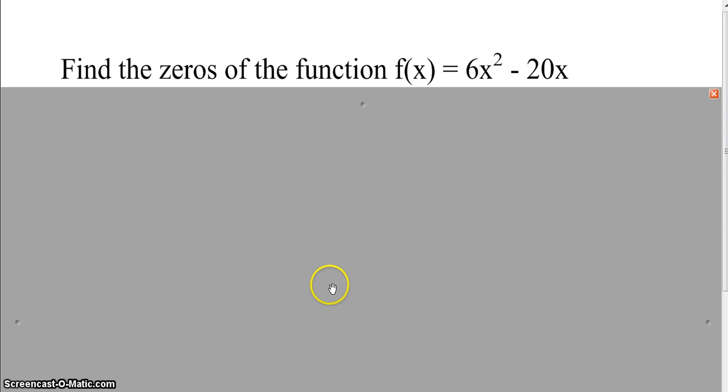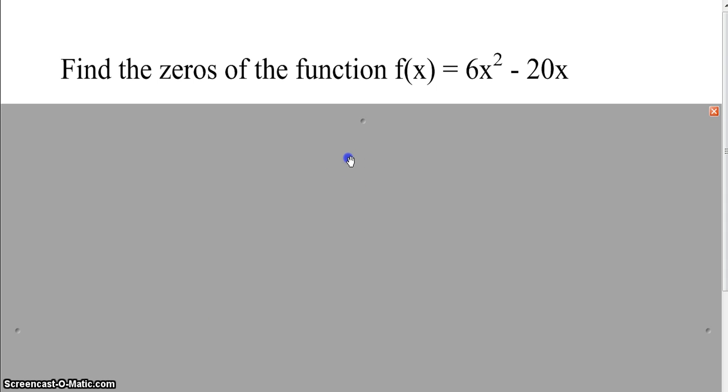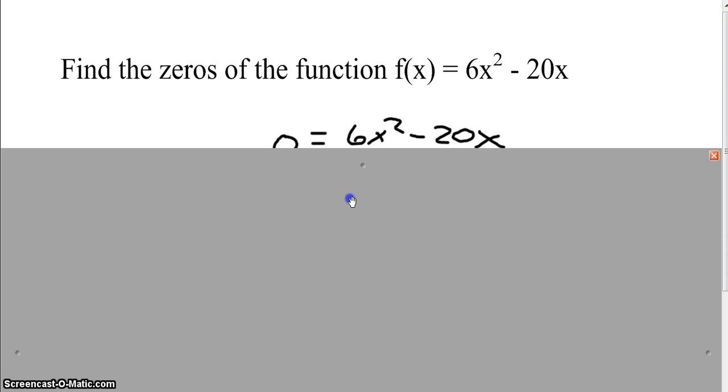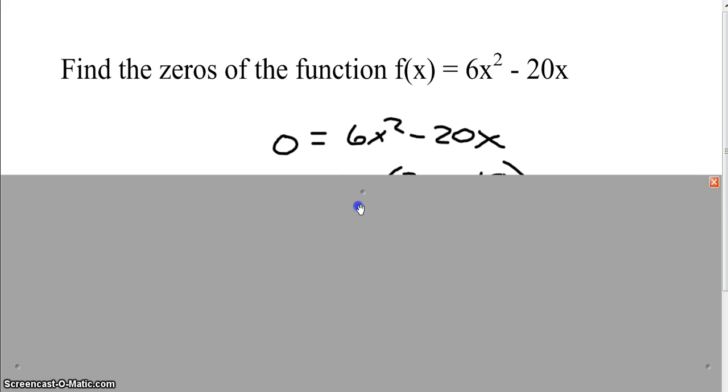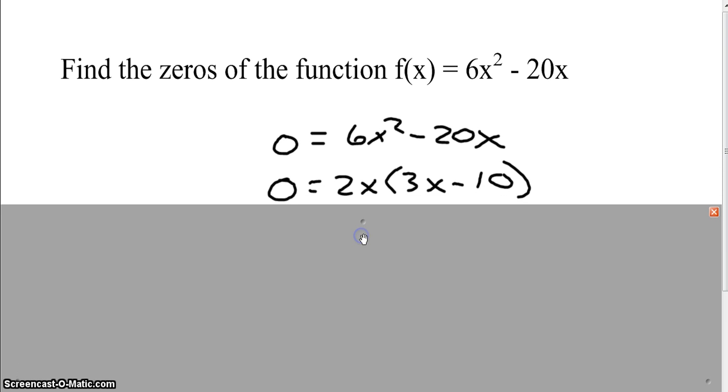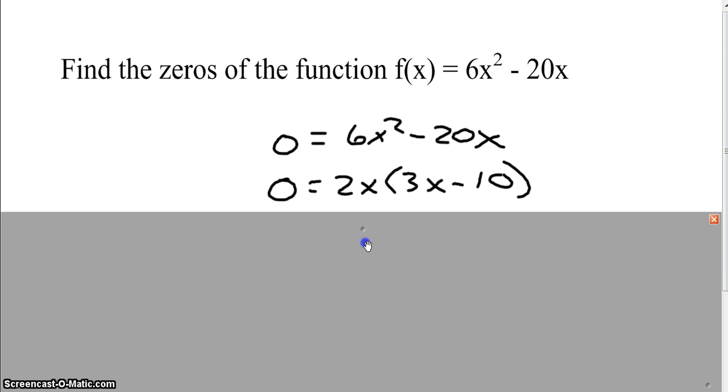0.6. Excellent. Okay, see if you can find the zeros of this function. Find the zeros of the function. How did you set this up, Dina? Y equals 6x. Well, 0 equals 6x squared. 0 equals 6x squared minus 20x, she says. And then how did you factor it? 2x open parentheses 3x minus. Good job. 2x times 3x minus 10.